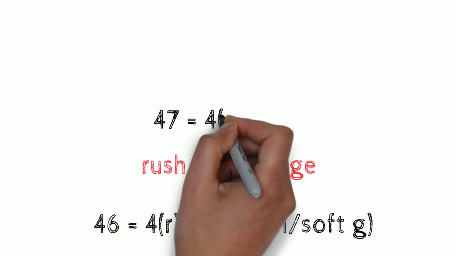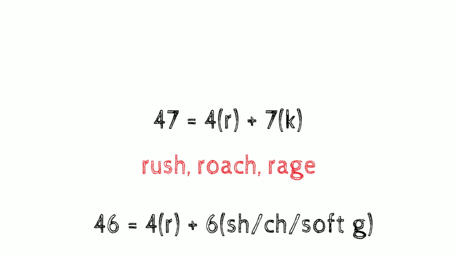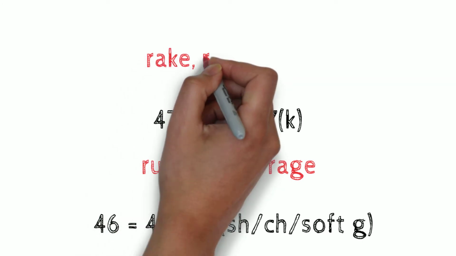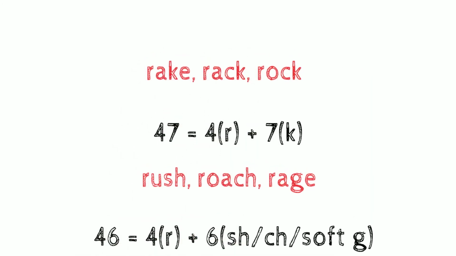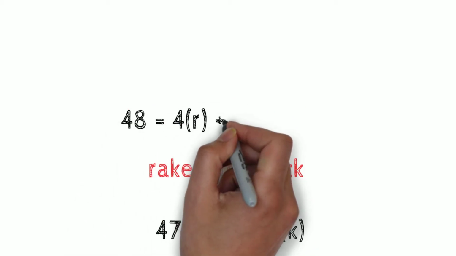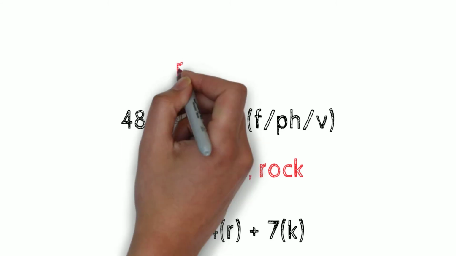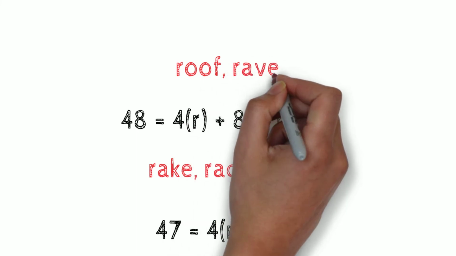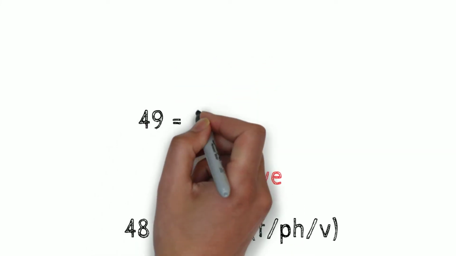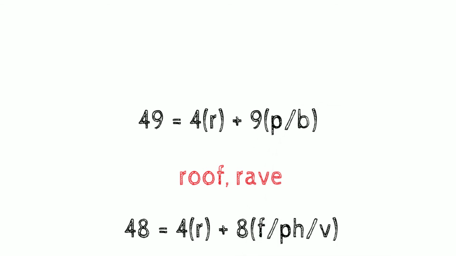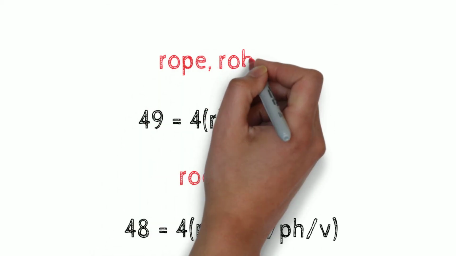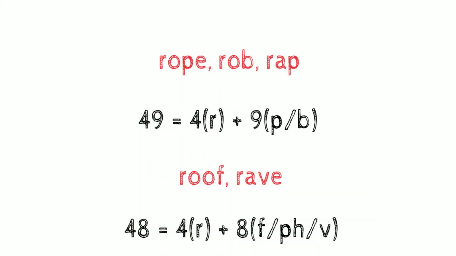The R and the K sound represent number 47. Think of words like rake, rack, or rock. For 48, when you combine the R and the F or V sounds together, you form words like roof or rave, for example. And finally, for 49, R still represents number 4, while the sounds P or B represent number 9. This forms words like rope, rob, or wrap, for example.